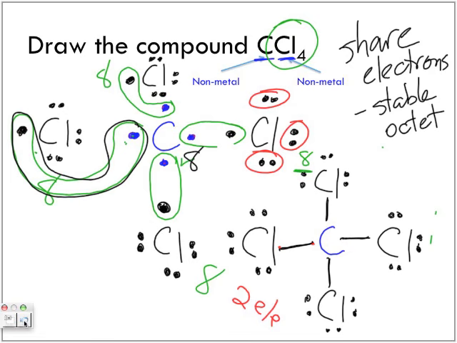Okay? And there you have it. There is our Lewis dot structure of carbon tetrachloride. Okay, so let's look at a couple of other examples.